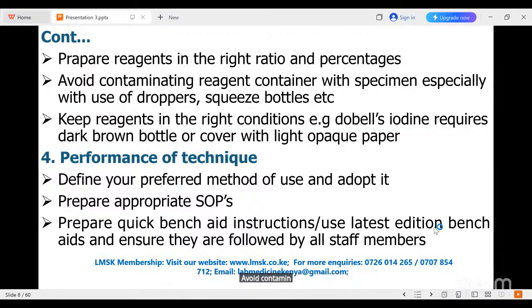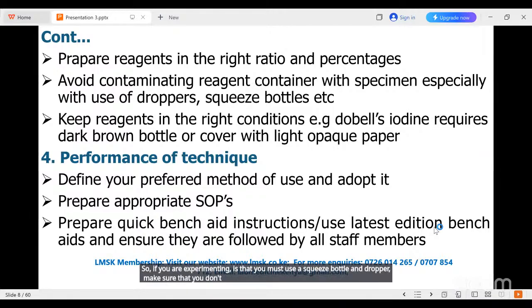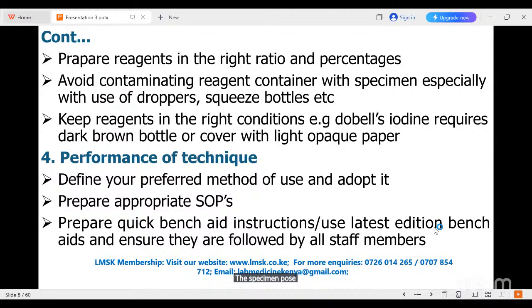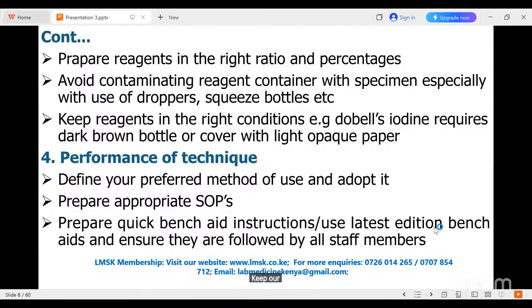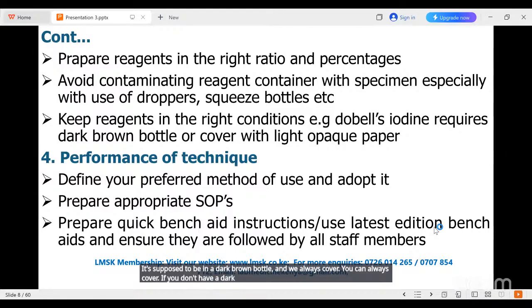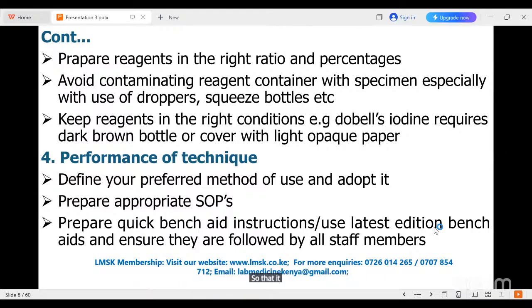Avoid contaminating reagents when you are using droppers and squeeze bottles. So if your experiment needs that you must use a squeeze bottle or a dropper, make sure that you don't contaminate that container with a specimen, because you have many samples to use, and we prefer preparing the reagents maybe after 1 week or after 2 weeks. So if you contaminate today, then it means tomorrow you might be having some positives that are carried over from today to tomorrow. Keep your reagents in the right conditions. For example, if you are using Dobell's iodine, it's supposed to be in a dark brown bottle. If you don't have a dark brown bottle, you can cover with some opaque paper so that it's away from light, because light degrades the working activity of this reagent.